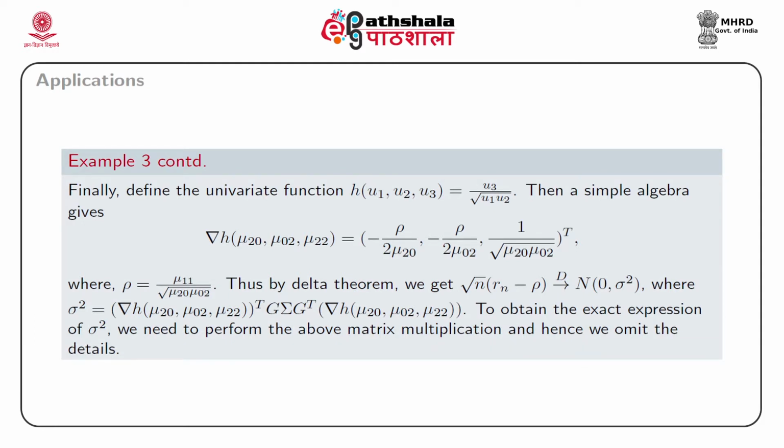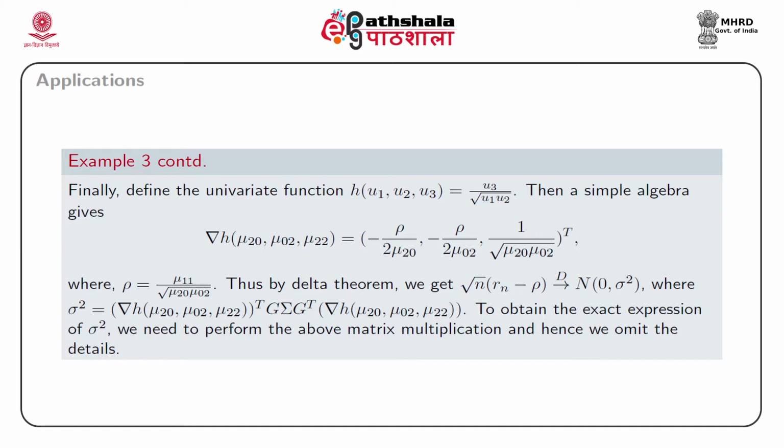Then, a simple algebra gives the gradient vector of h evaluated at the expectation as a vector with 3 components with elements minus rho divided by 2 mu 20, then minus rho divided by 2 mu 02, and the last element is 1 by square root of mu 20 multiplied by mu 02, where rho is the population correlation coefficient defined by mu 11 divided by square root of mu 20 mu 02.